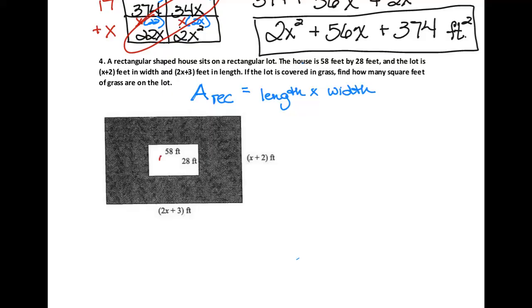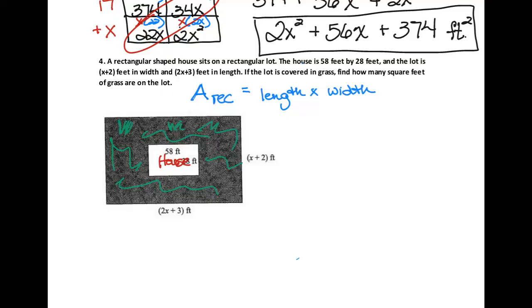So here is the house right here, okay? And the lot is x plus 2 feet in width and 2x plus 3 feet in length. If the lot is covered in grass, all right, so we got lots of grass in here. Okay, here's the grass. How many square feet of grass are on the lot?